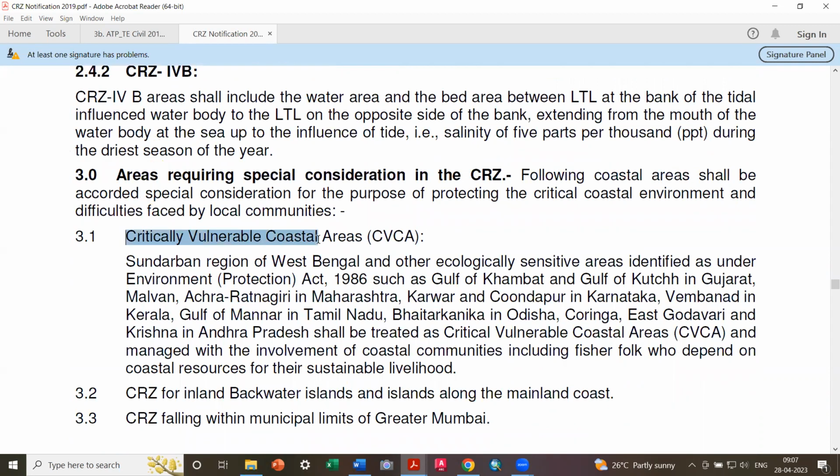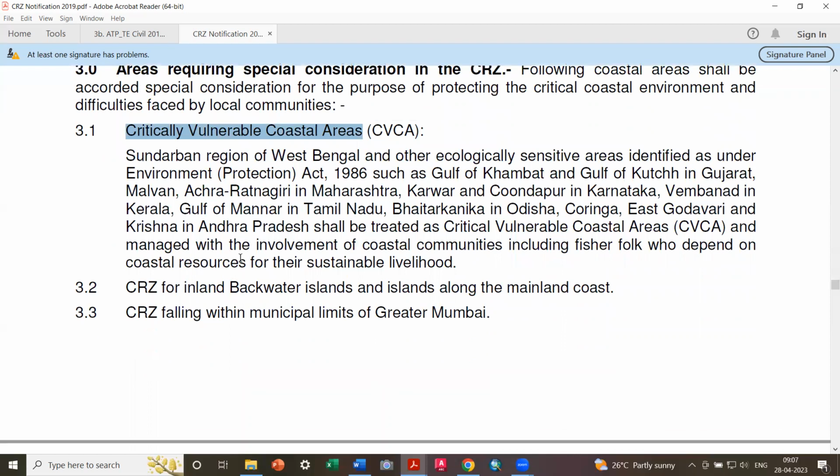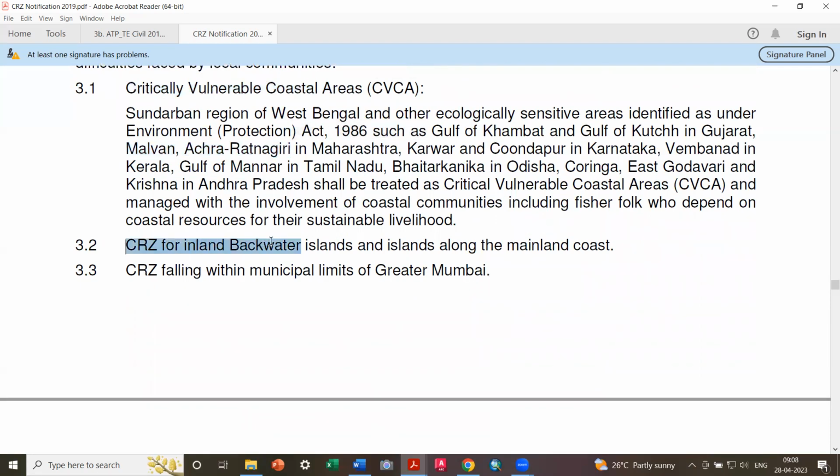So critically vulnerable coastal areas. Following coastal areas shall be accorded special consideration for the purpose of protecting the critical coastal environment and difficulties faced by the local communities. Earlier we have discussed. What is there in Maharashtra: Malvan, then Achra in Ratnagiri. CRZ for inland backwaters, islands along with the mainland coast.